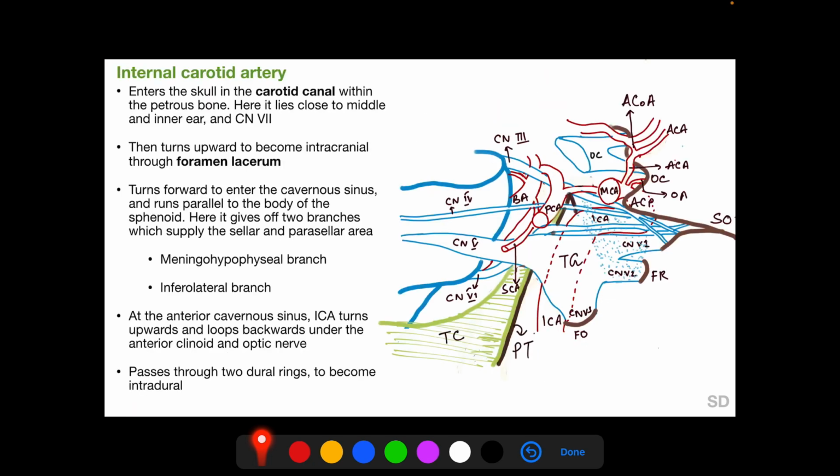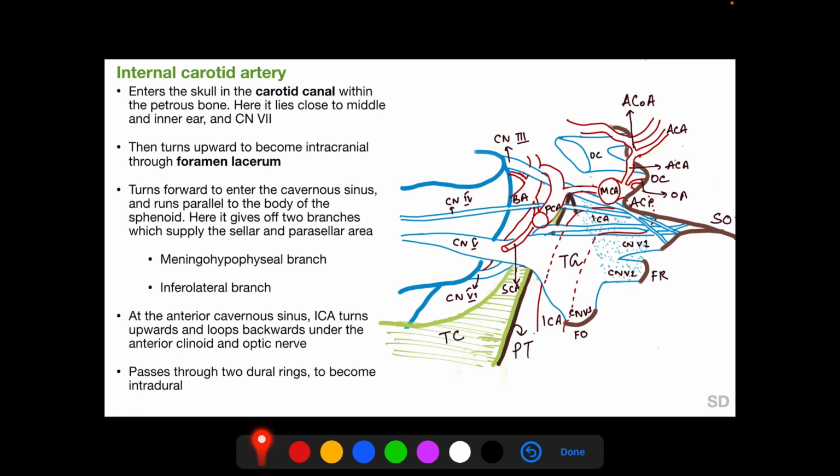The internal carotid artery of the anterior circulation enters the skull in the carotid canal within the petrous bone, where it lies close to the seventh cranial nerve as well as the middle and the inner ear. It then turns upward to become intracranial through the foramen lacerum. Then it turns forward to enter the cavernous sinus and runs parallel to the body of the sphenoid.